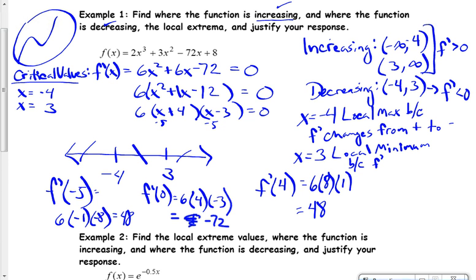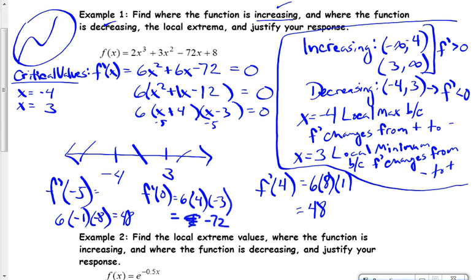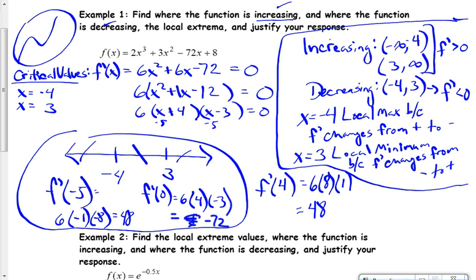F prime changes from negative to positive. If you want to know what's worth points, guys, it's the words over here. Okay? It's the words over here with this work to defend it. Okay?